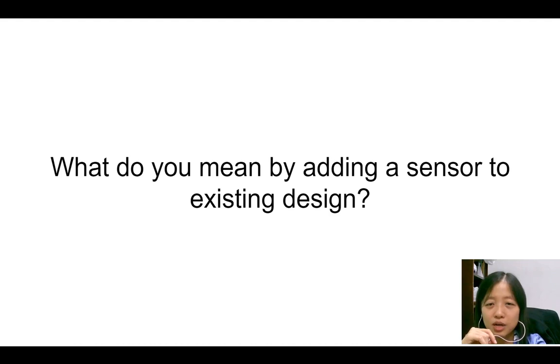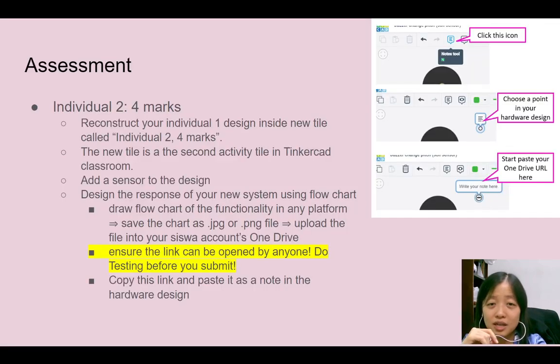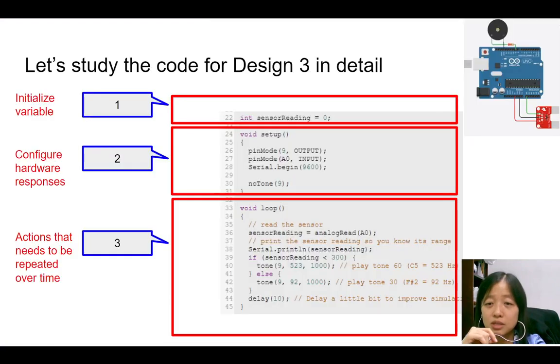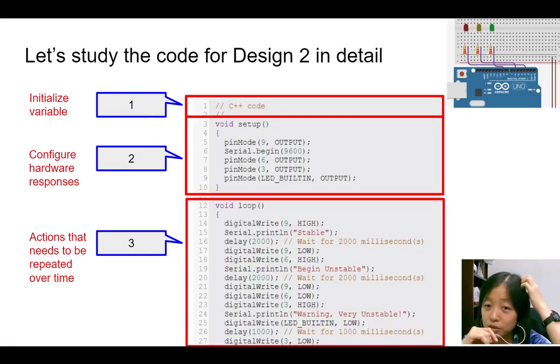All right, so probably some of you might still be asking me this question: what do you mean by adding a sensor to an existing design? Let me see if I have. Okay, now for example, you have this design. This design initially has the green light up first, yellow light up first, then followed by the red one. So I want you to add a sensor to this system.